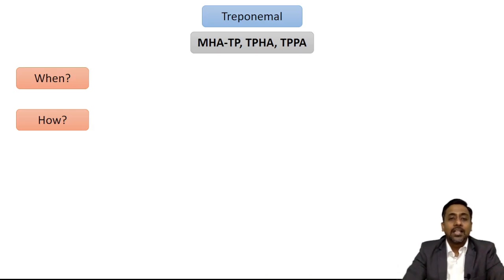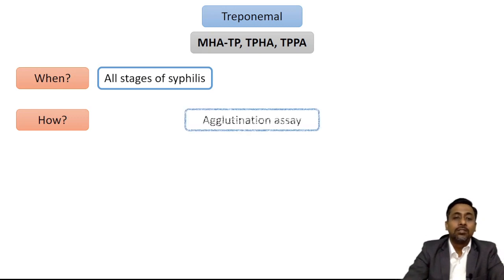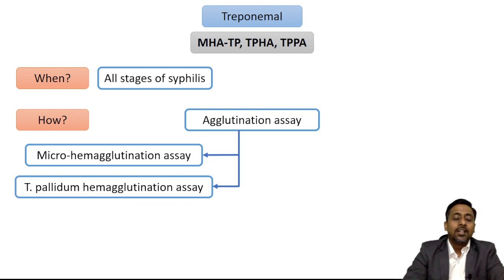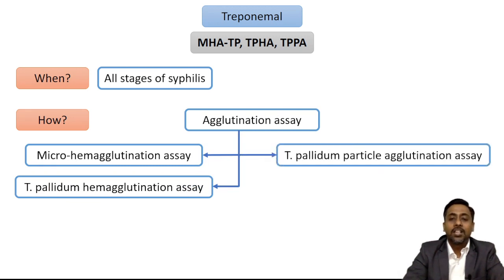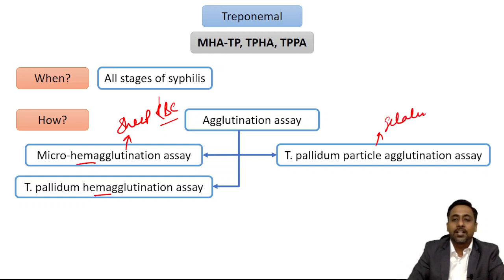Now the second treponemal test, MHA-TP or TPHA or TPPA. It also can be performed in all the stages. It is an agglutination assay, and this can be the microhemagglutination assay, or the Treponema pallidum hemagglutination assay, or the Treponema pallidum particle agglutination assay. What is the difference between these three? The hemagglutination assays are performed using sheep RBC, and the particle assay is performed using gelatin particles.